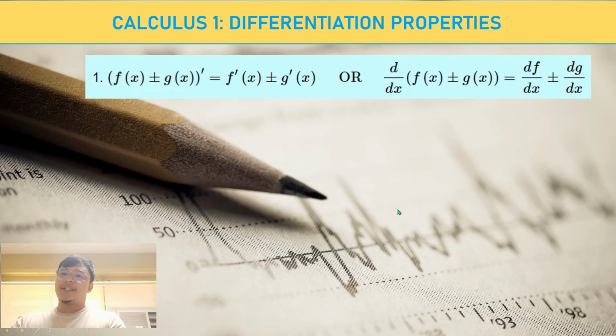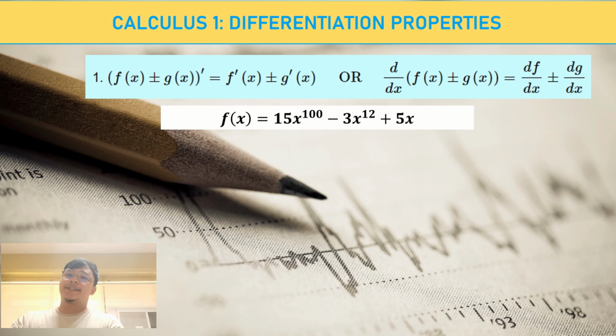The first one states that the first derivative of the function f of x plus or minus g of x is equal to the first derivative of f of x plus or minus the first derivative of g of x. So ano ba ibig sabihin ng properties na ito? Simple lang naman. Let's have an example.